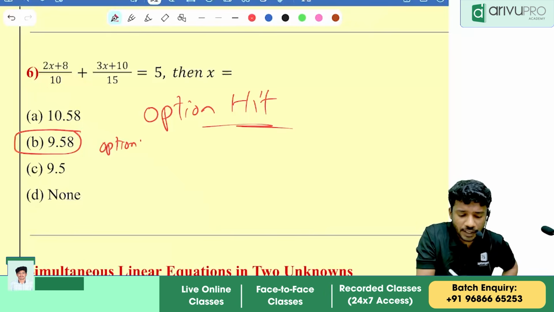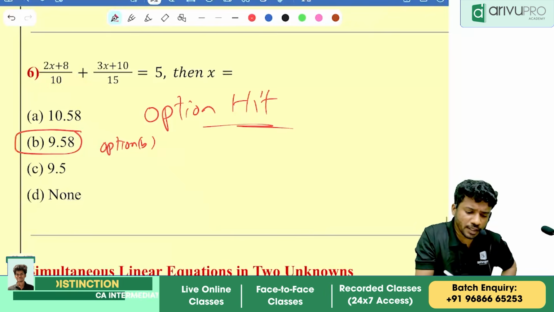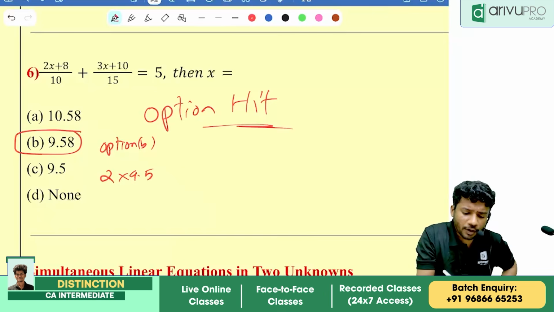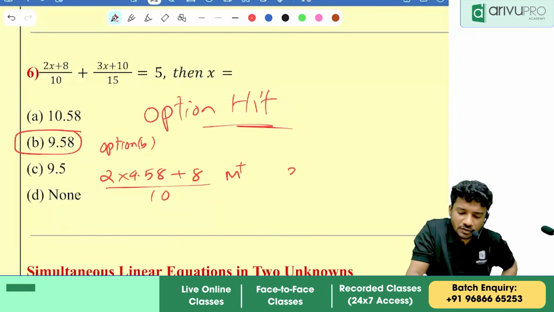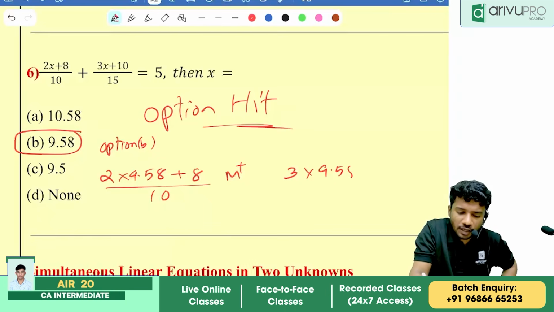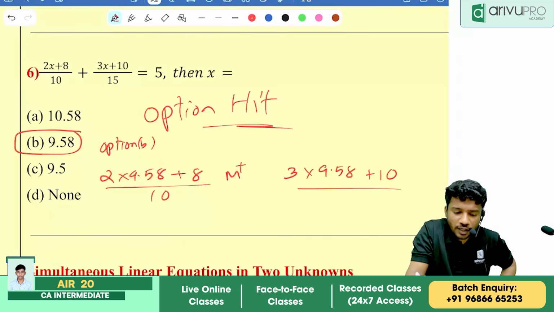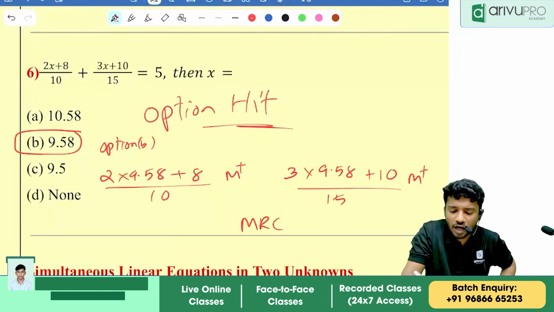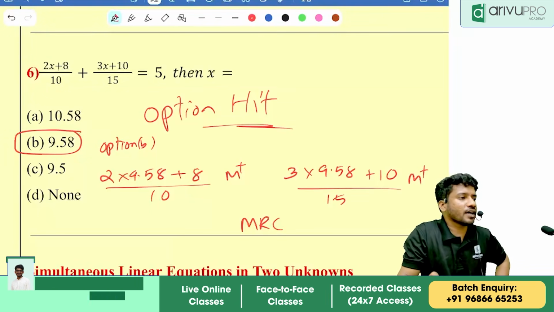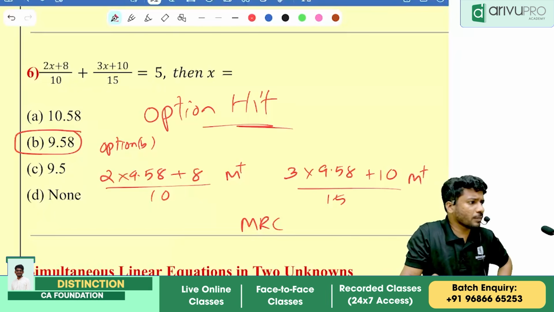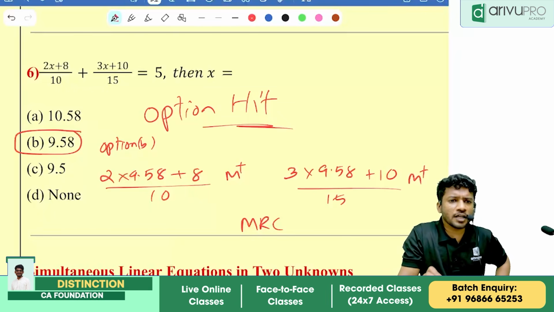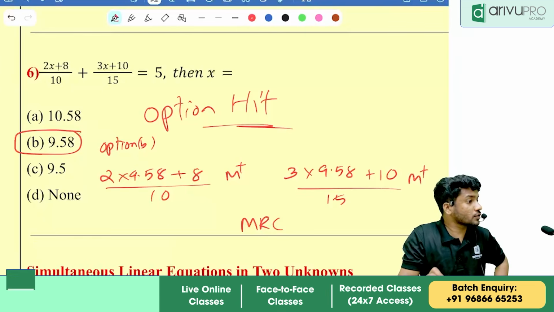If we are going with option B, 2 into 9.58 plus 8 divided by 10 m plus then 3 into 9.58 plus 10 divided by 15 m plus then MRC. How much are you getting? Are you getting 5? Are you getting 5.00 something or 5.11 now? Approximately the first option is giving you the answer.